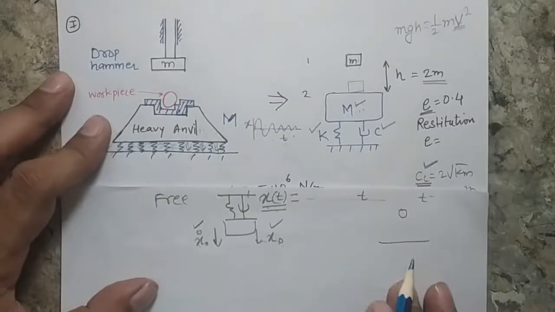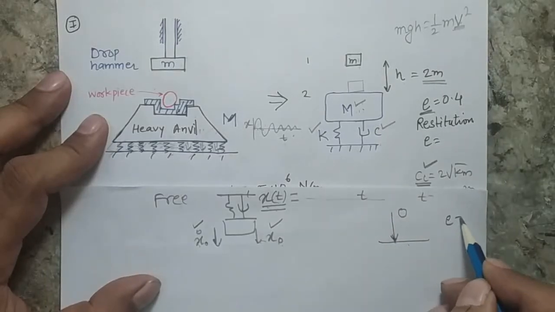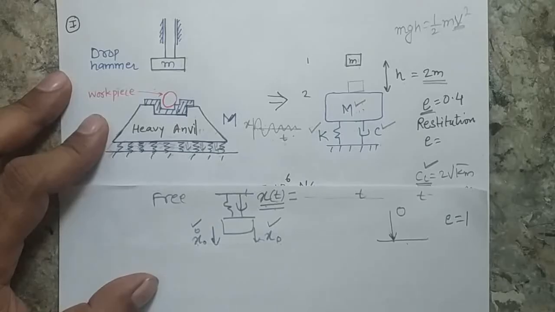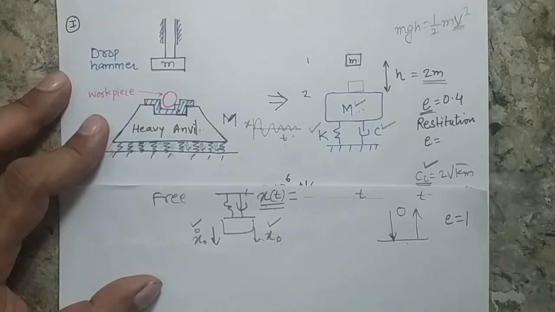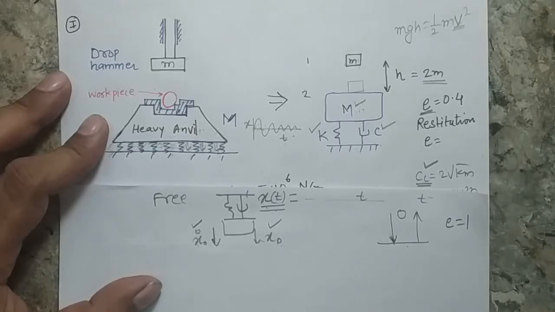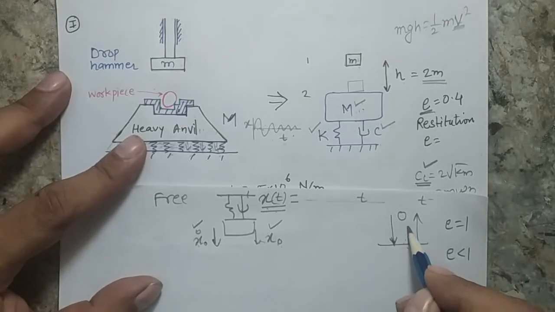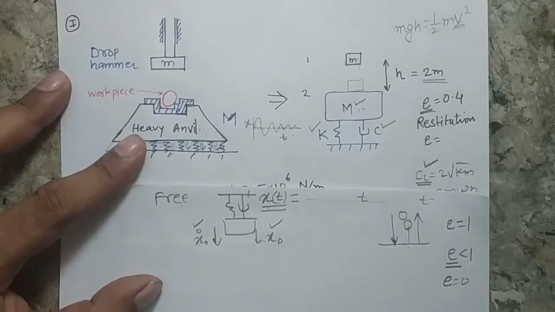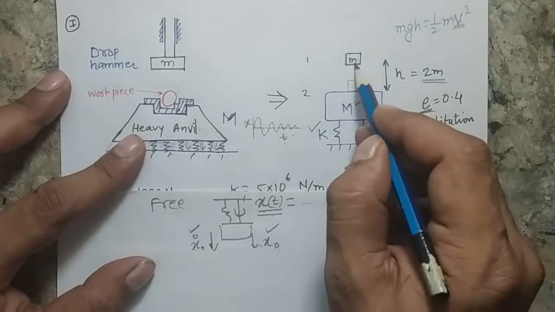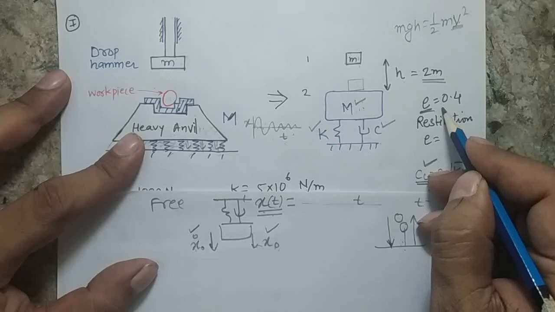Suppose a ball is falling from a certain height onto this body. If the coefficient of restitution is 1, the collision is completely elastic, so the ball will go back to the same height. But if the collision is not perfectly elastic, that means if e is less than 1, the ball will go back to a certain height depending on the value of e. If e is 0, it is a completely plastic condition, so the mass will reach and stick to this mass. But in this question, the coefficient of restitution is given.